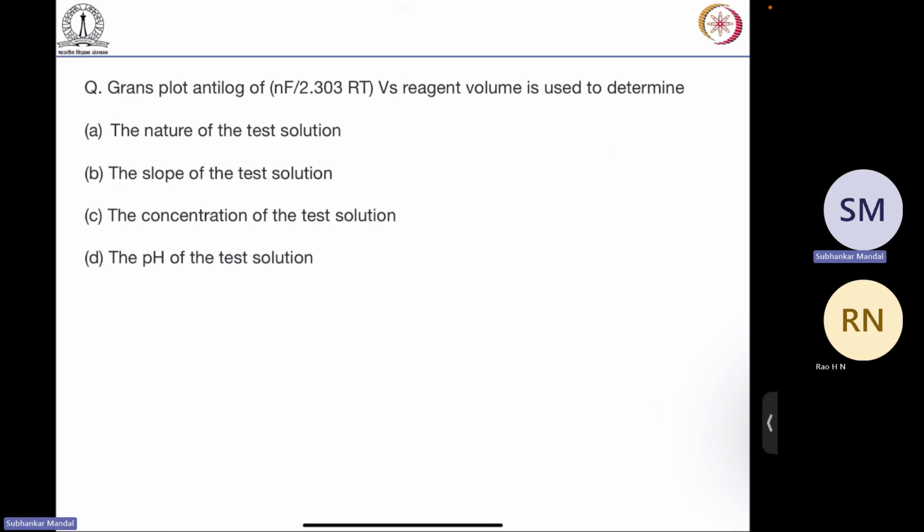So the third question is: Gran's plot, antilog of nF by 2.303 RT versus reagent volume, is used to determine what? The nature of the test solution, the slope of the test solution, the concentration of the test solution, or the pH of the test solution. What will be the answer?